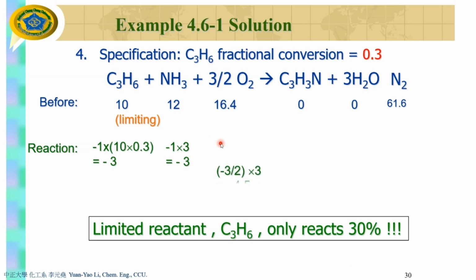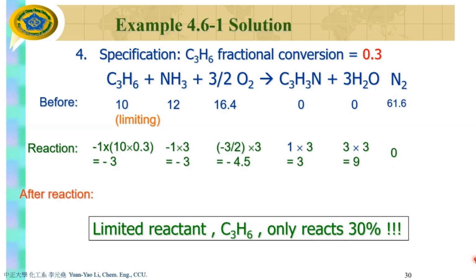Okay, how about this one? It's minus 4.5. How about this one? I'm sure you don't know that. 3 and 3 and 5, sorry, 9. So this is plus, this is minus, minus. So as a result, after reaction, now it'll be 7 and 9 and 11.9 and 3 and 9.